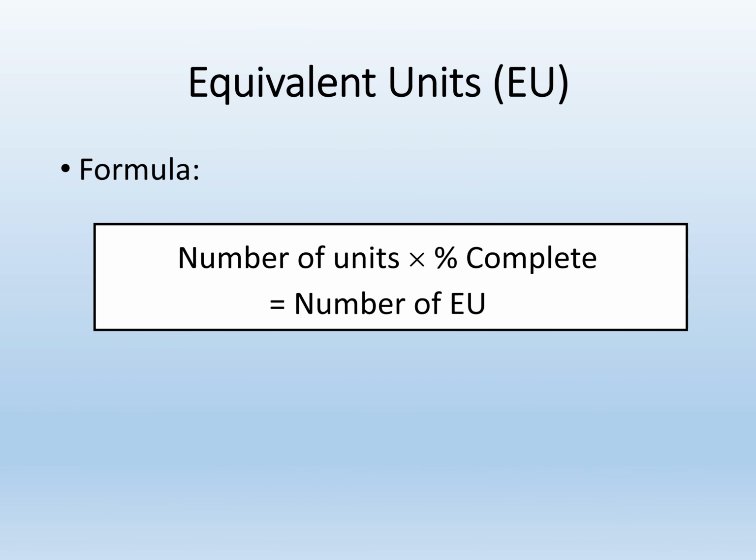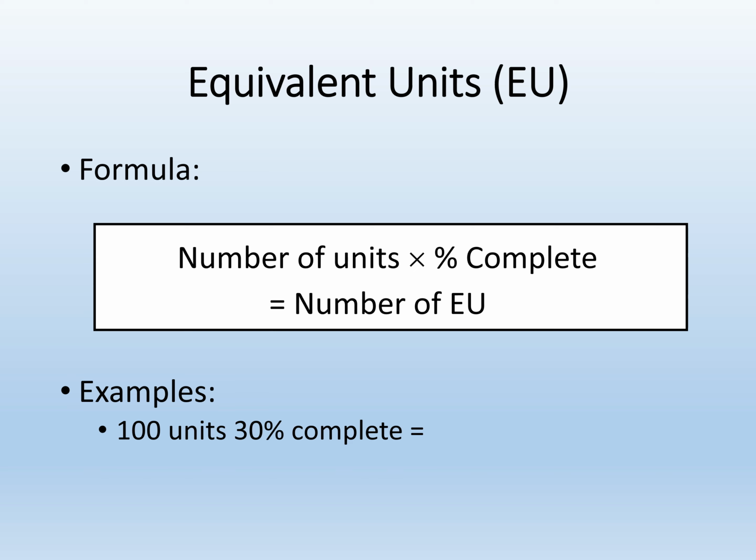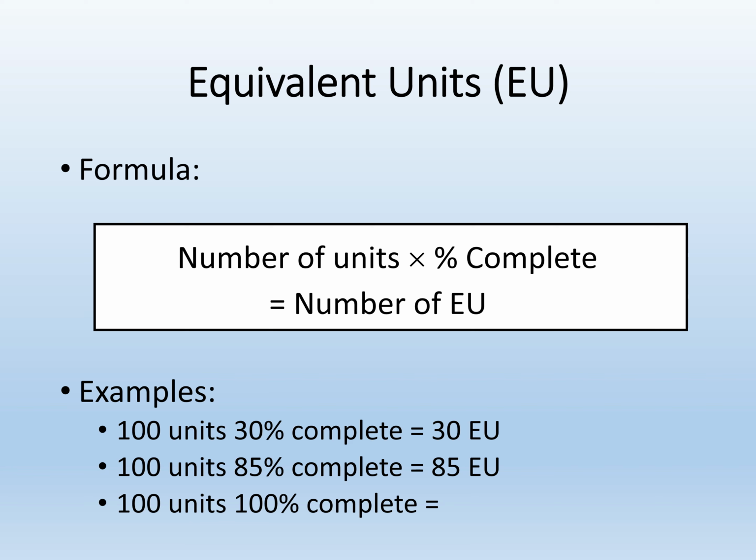We can make this concept into a formula. The number of physical units times their percentage complete equals the number of equivalent units. For example, if the firm has 100 units that are 30% complete, that's 30 equivalent units. If the firm had that same 100 units, but they were 85% complete, that would be 85 equivalent units. And if those 100 units were 100% complete and were transferred out of the department, that would be 100 equivalent units.